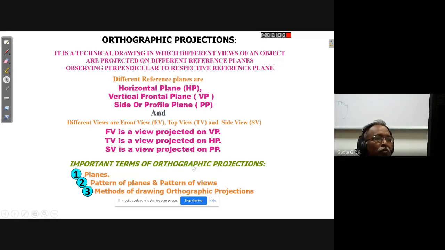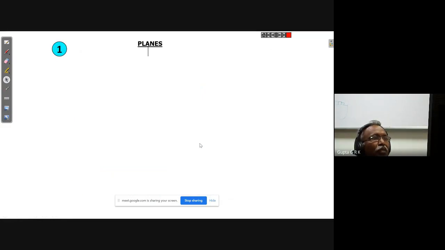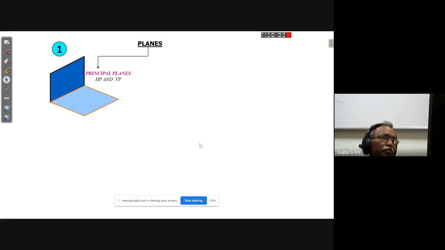Important terms of orthographic projection are planes, pattern of planes, pattern of views, and method of drawing orthographic projection. These are the planes and these are the views. You have to be clear about that. Now we will see the planes. The horizontal plane and vertical plane are called principal planes.